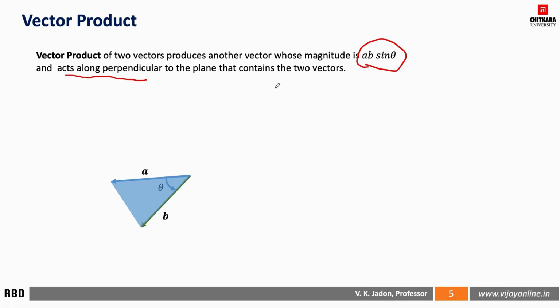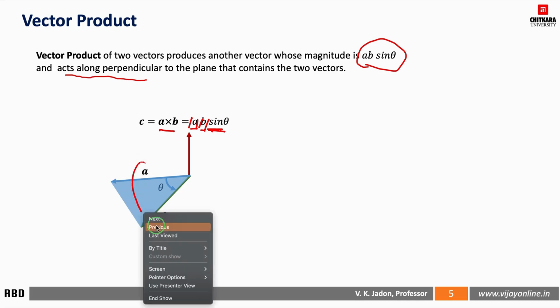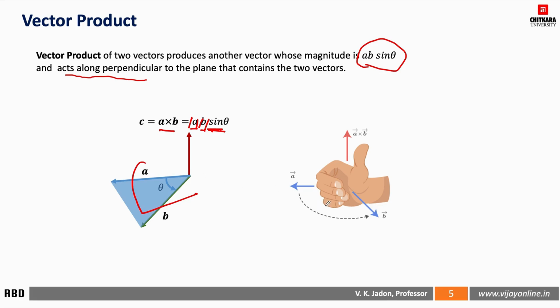For example, if we have vector A and vector B as shown here in this figure, with the angle between them being theta, then the vector C, that is the cross product of A and B, is given by AB sine theta. Or we can say it is the magnitude of A times the magnitude of vector B, and then the sine of the angle between the two. And the direction of C is perpendicular to the plane containing A and B, and this you can estimate from the right hand rule.